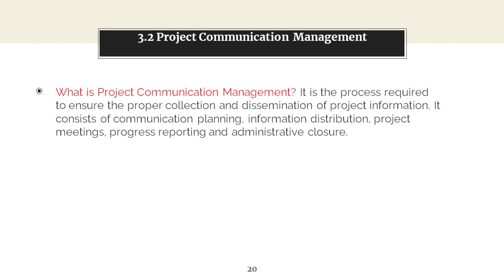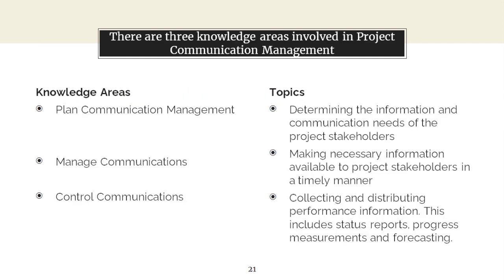So what is project communication management? It is a process required to ensure the proper collection and dissemination of project information. It consists of communication planning, information distribution, project meetings, progress reporting, and administrative closure. There are 3 knowledge areas involved in project communication management. First is plan communication management, second is manage communication, and third, control communication.